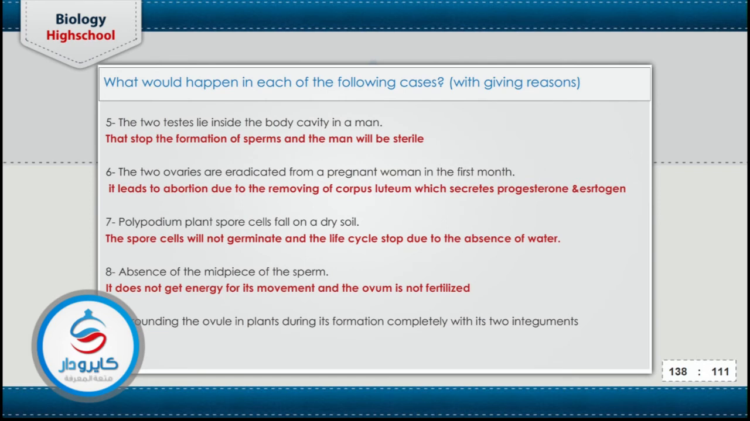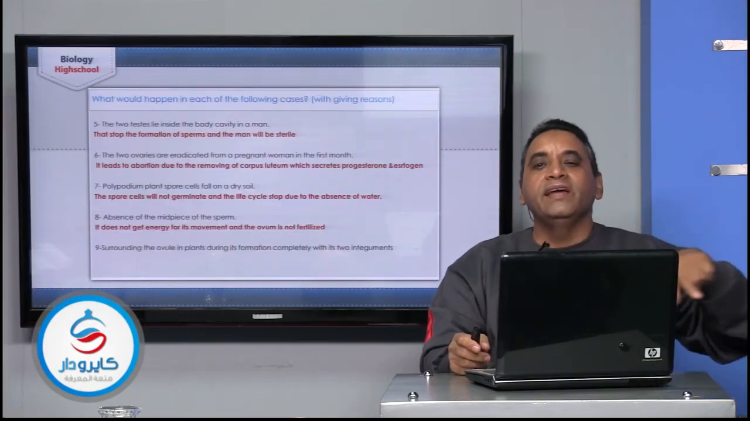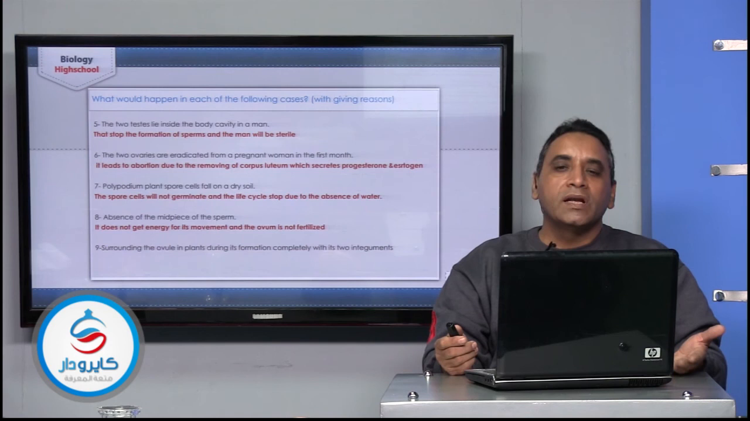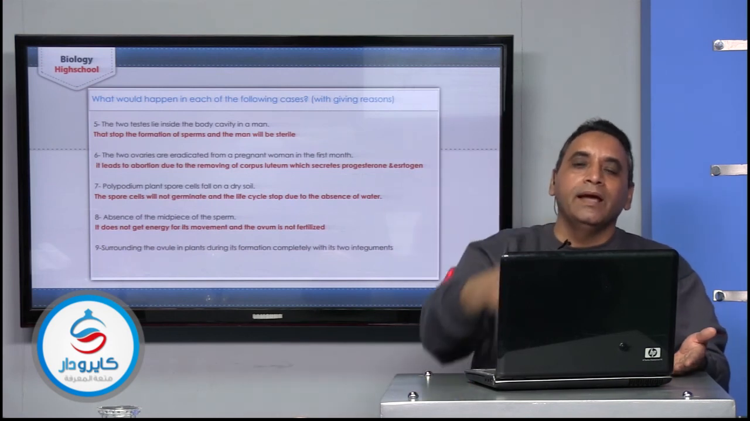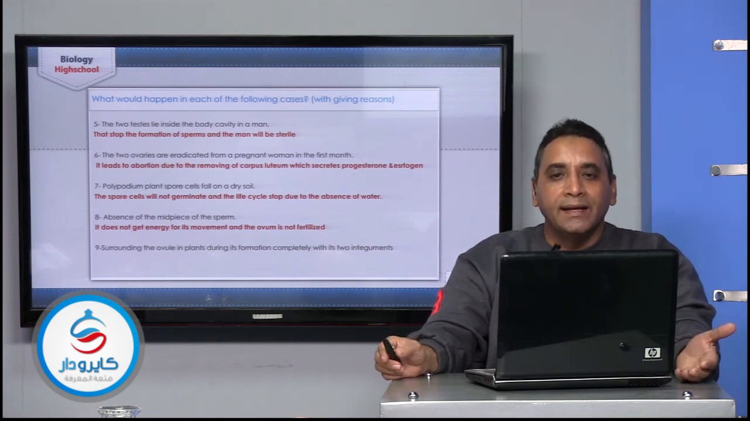Surrounding the ovule in the plant during its formation completely with the two integuments. The question asks what happens if the ovule or embryo sac of the plant during its formation is completely surrounded by the integuments. We understand that the two integuments surround the embryo sac except the micropyle. Complete surrounding by the integuments means the absence of the micropyle. Absence of the micropyle means no fertilization takes place. The pollen tube can't get inside the embryo sac, so no fertilization takes place. So that means the flower will wilt and die.